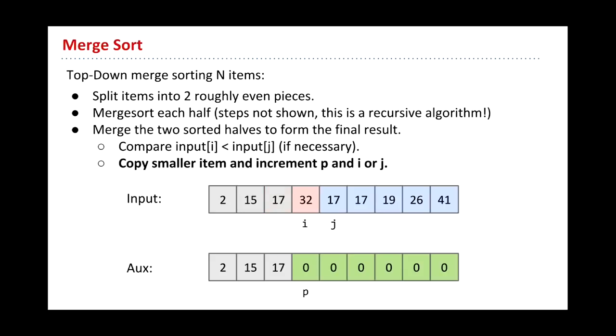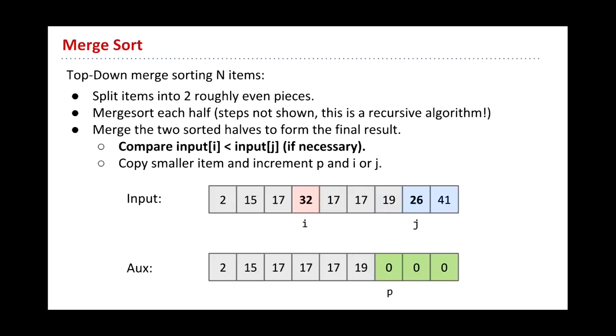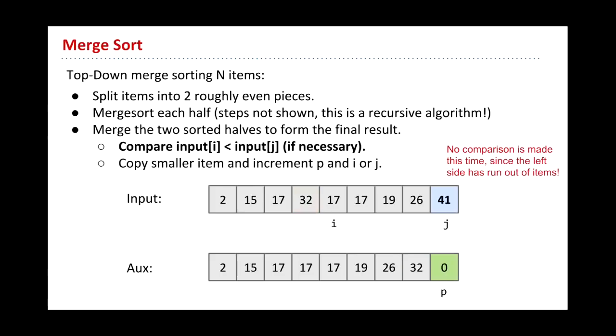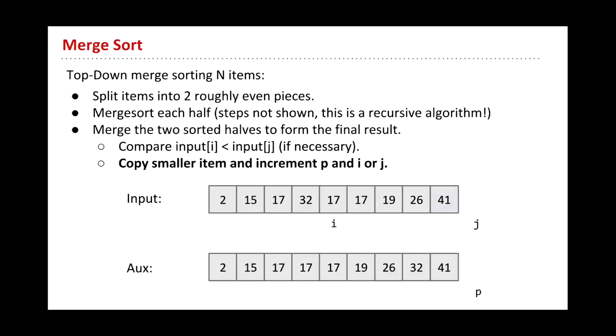All right. 32 and 17? 17. All right, so we keep going. When you're left with 32 and 41, 32 gets copied, and now the pink side has nothing left to do, so we just copy the remaining items in blue. All right, we've already seen that in another lecture, but any questions about it?